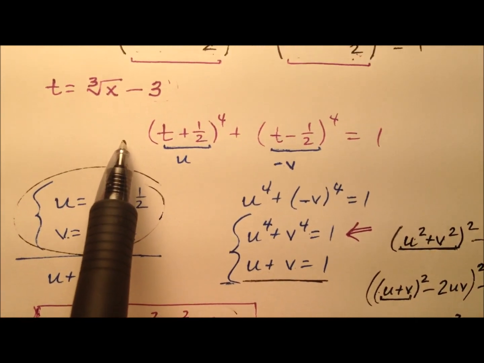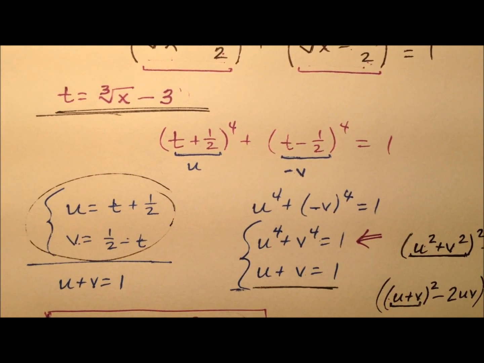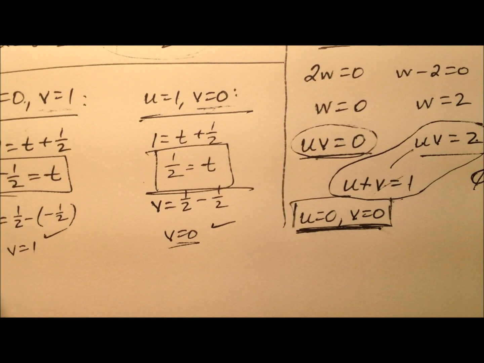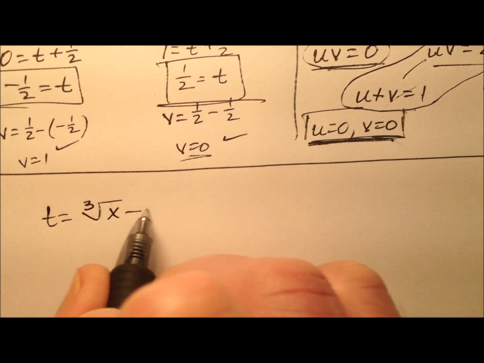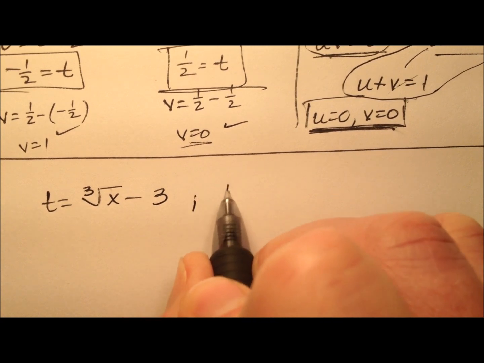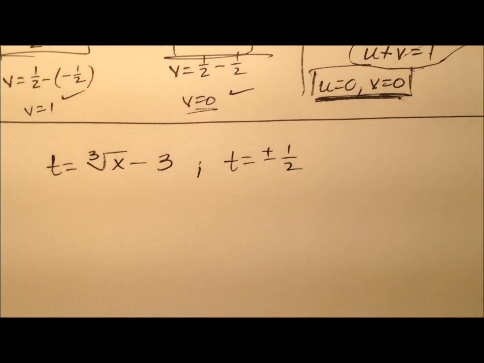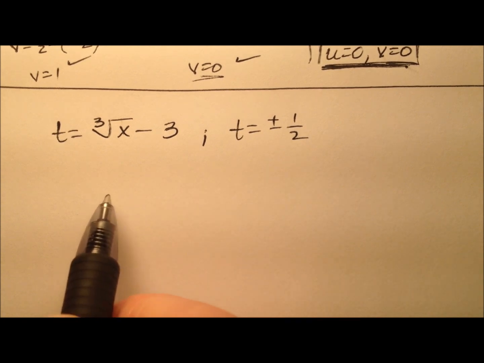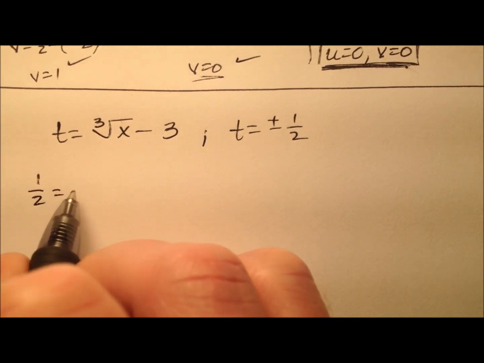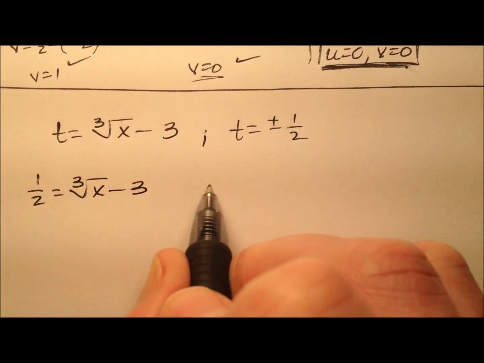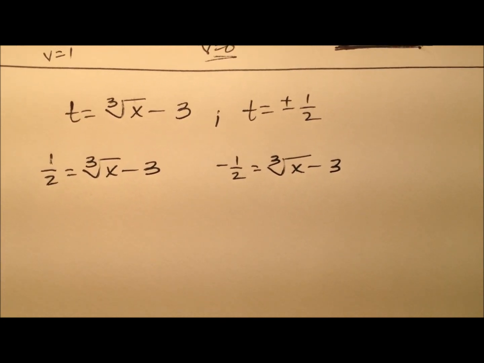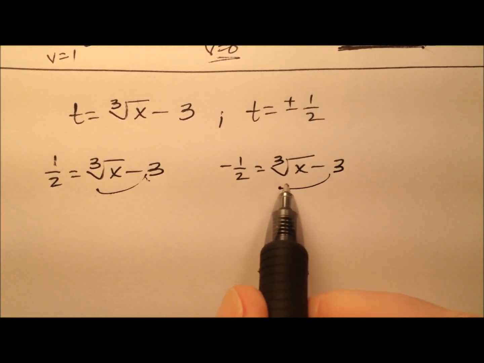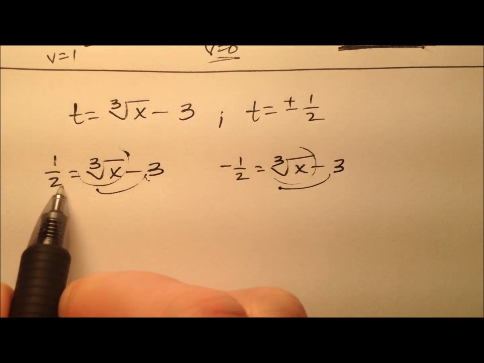And we're going to come right back up here and look at our T expression that we had. We said T equals the cube root of x minus 3. So let's bring that down here. T is the cube root of x minus 3, and we're also saying that T is plus or minus a half. Okay, so let's break this up and see what we have. So positive 1/2 equals the cube root of x minus 3, and negative 1/2 also equals that cube root of x minus 3. So in both cases, we're just going to add 3, and then it looks like we'll cube it. Okay, so one at a time.